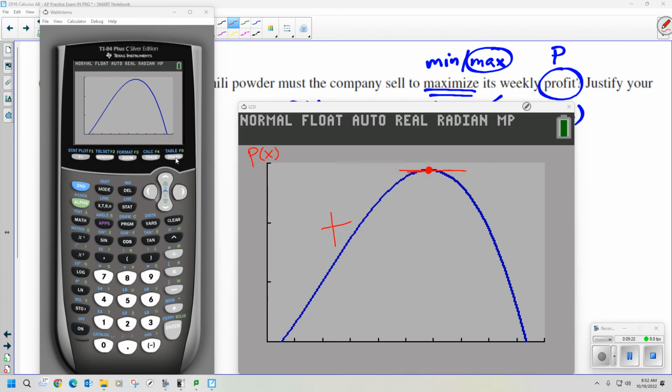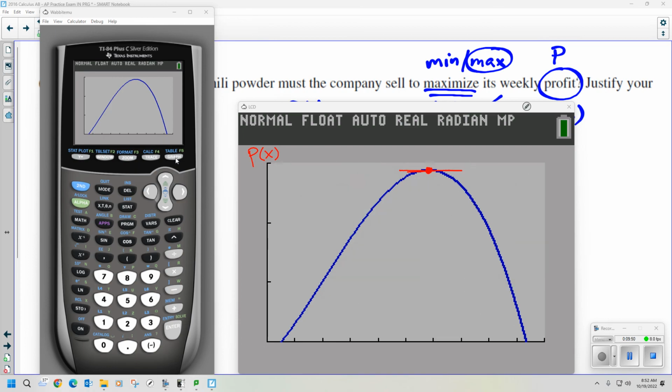Okay, it's a positive slope, so my slope, or first derivative, is positive here. My slope, or first derivative, is 0 right here. And then my slope, or first derivative, is negative here. So it does go positive to negative. That is a max point. We just need to find the x value at that max point. Okay, so let's do this.